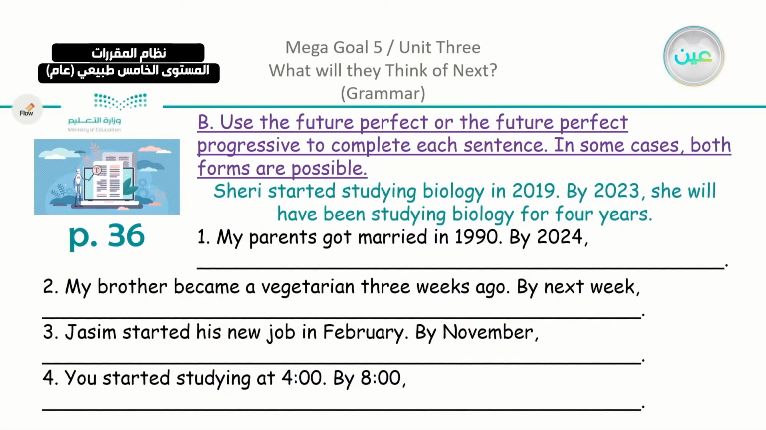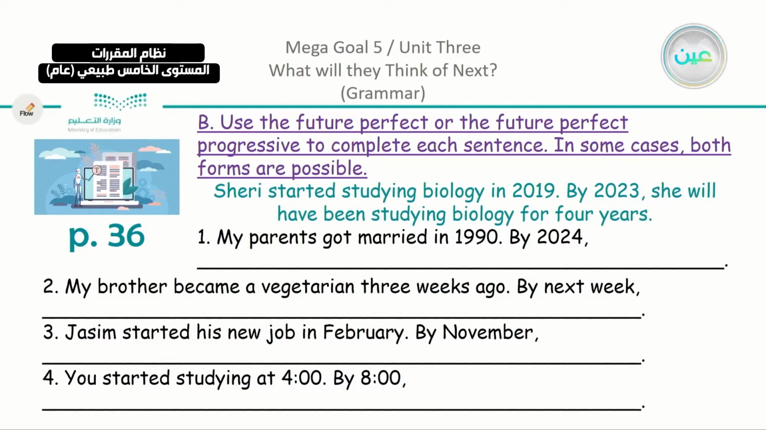In the other exercise, we have to use the future perfect or the future perfect progressive. Just to remind you, we said that we use the progressive if it is something that started in the past and is still going to continue into the unknown future, or if you are focusing on the time more than the action. So here you can apply either this one or this one to complete each sentence. In some cases, both forms are possible, and we also have the example in your books.